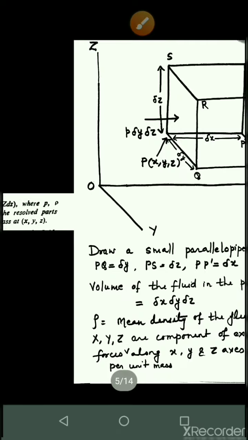Good morning, students. Today, the topic is equilibrium of fluid in a given field of force. Today, we derive the formula dP equals rho (X dx plus Y dy plus Z dz), where P and rho denote the pressure and density, and X, Y, Z denote the resolved parts parallel to the axes of the external forces per unit mass at any point x, y, z.